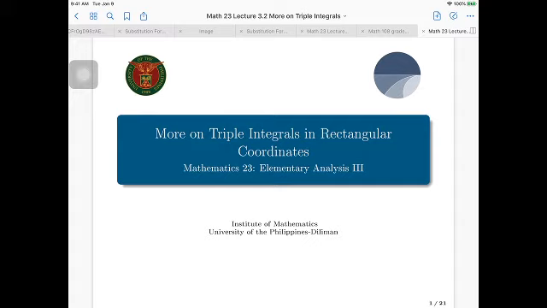We will now be discussing more on triple integrals in rectangular coordinates. So last time, we defined triple integrals with the physical interpretation that it is the mass of a solid, given that the integrand is the density at any point xyz of the solid. And we also evaluated triple integrals of functions over solids that are of type xy. So now we will discuss solids of type xz and solids of type yz.